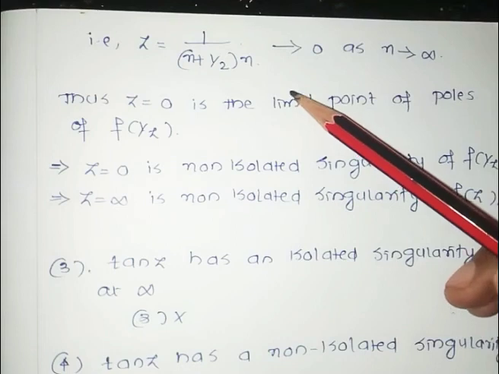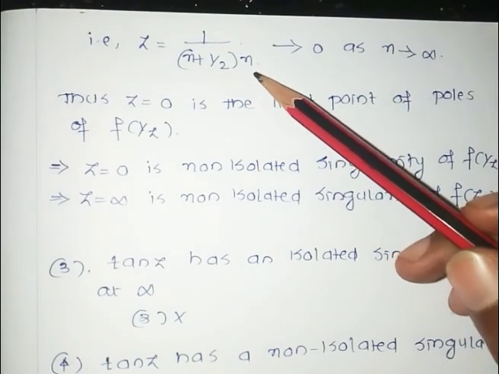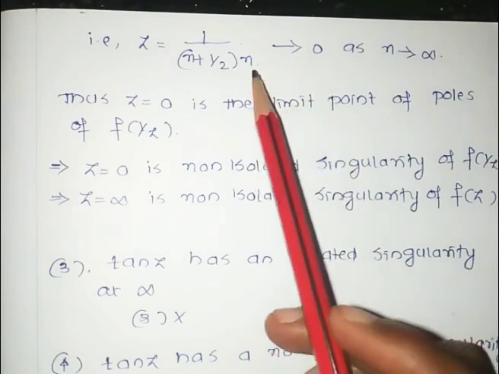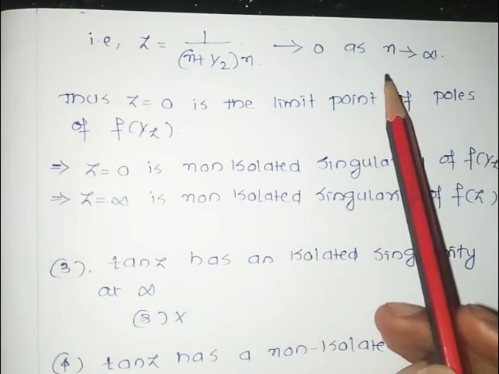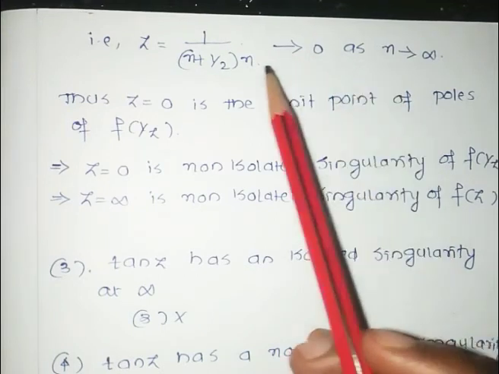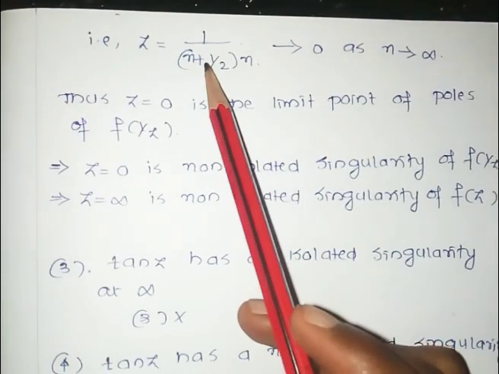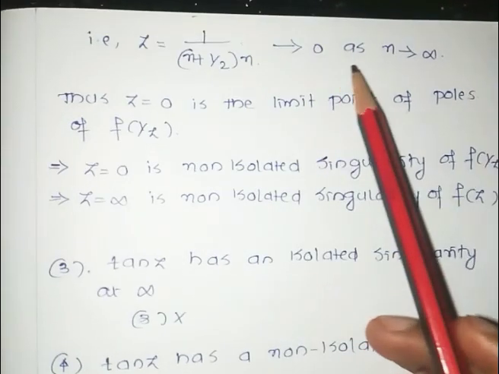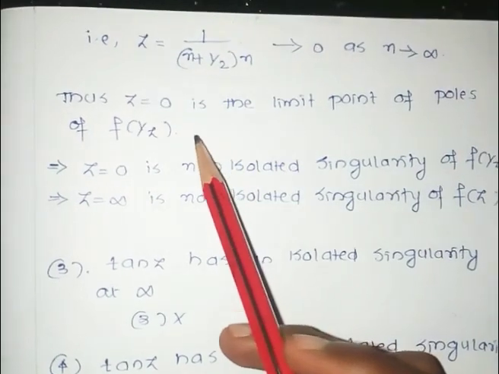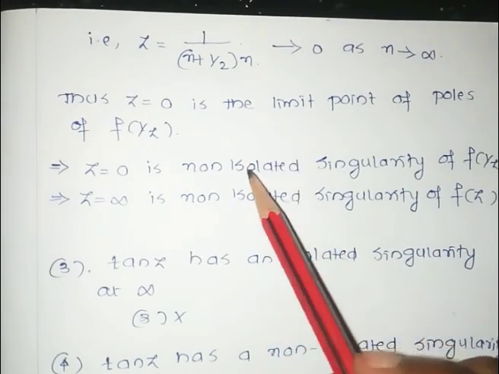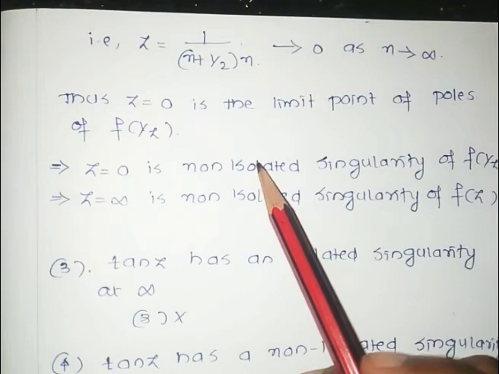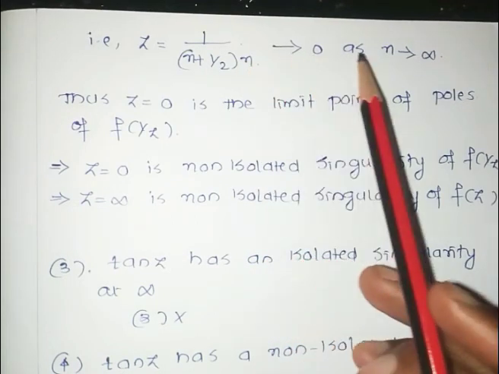That is, z is equal to 1 by (n plus 1 by 2) into pi. And also we know that z approaches 0 as n tends to infinity. That is, f of 1 by z is not defined at z equal to 1 by (n plus 1 by 2) into pi, and this tends to 0 as n tends to infinity. Thus we have said that z equal to 0 is a limit point of the poles of f of 1 by z. That is, the poles of f of 1 by z are z equal to 1 by (n plus 1 by 2) into pi where n belongs to Z, which tends to 0 as n tends to infinity.